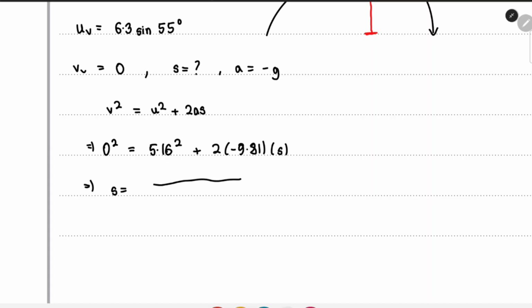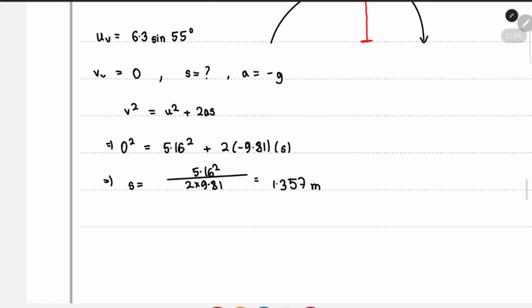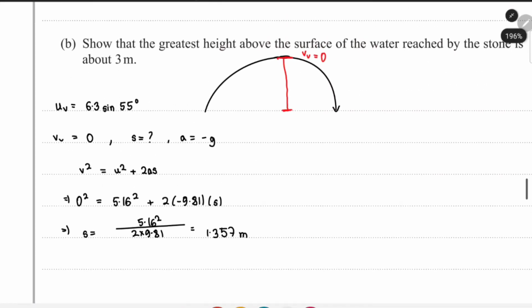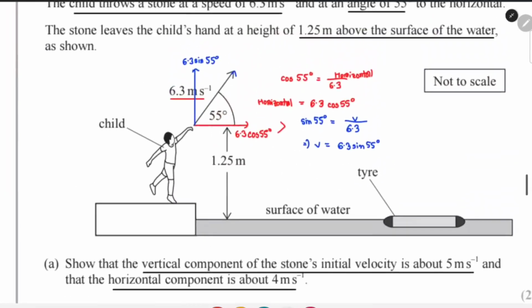S is equal to 5.16 squared over 2 into 9.81. This is 1.357 meters. However, you need to realize that you're not done yet. This value over here, this S is 1.357. But if you notice the starting point, it's from the point where the stone is thrown.